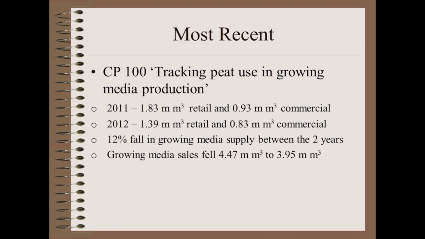So these are the figures which are slightly different to what Neil's shown, but they're in a similar ballpark figure. 2011 we had 1.8 million cubic metres into the retail market, 0.9 in the commercial market. This then fell to 1.39 in retail and 0.83 in commercial. So as it says there, a 12% fall in growing media between the 2 years and an overall fall in growing media, not peat, from 4.4 to 3.95 million cubic metres.